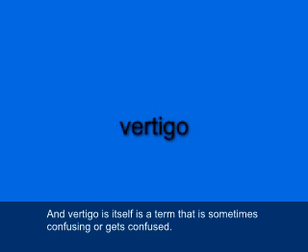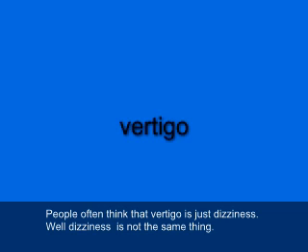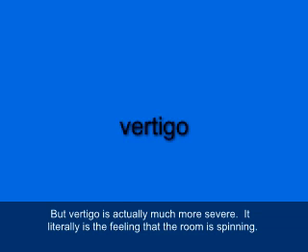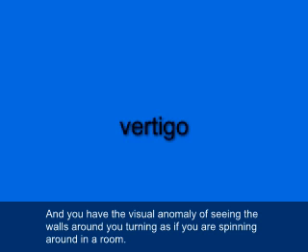And vertigo is itself a term that is sometimes confusing. People often think of vertigo as just dizziness. Well, dizziness is not the same thing. If you're dizzy, you're kind of lightheaded, you might feel like you'll fall down or maybe faint. The vertigo is actually much more severe. It literally is the feeling that the room is spinning, and you have the visual anomaly of seeing the walls around you turning as if you're spinning around and around. It's a much more violent sensation.